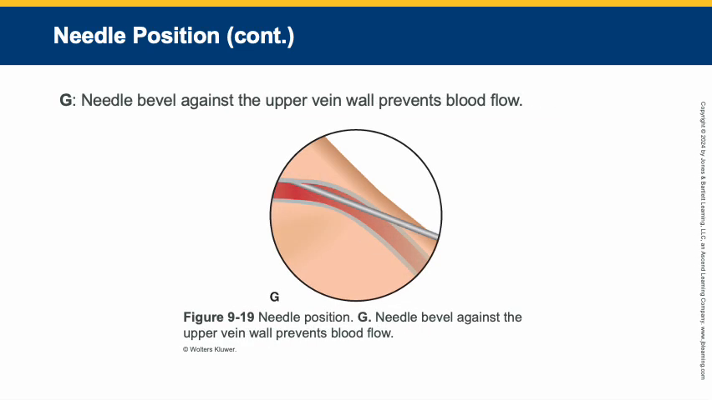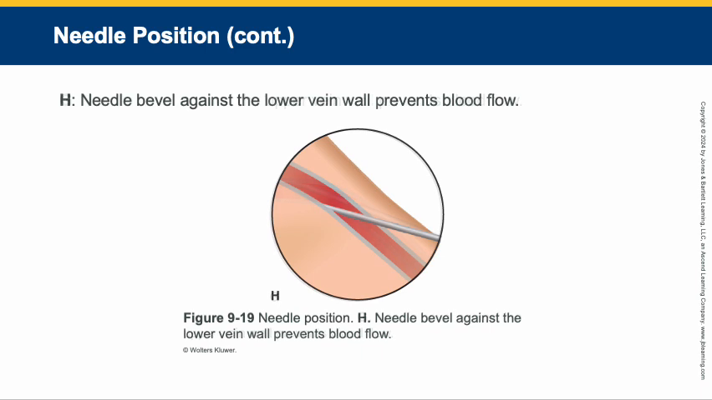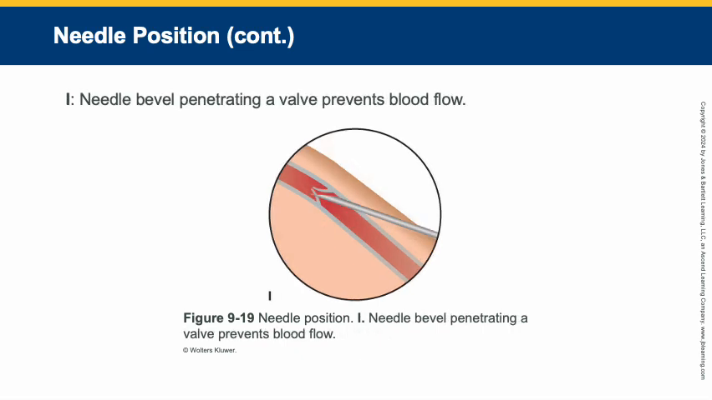This is showing a picture of where the needle bevel is up against the upper wall of the vein. So see, it's kind of like it suctions and blood can't go out. This is where the needle bevel is against the lower wall of the vein. So in this case, the bevel was not up, so it's wrong when you're going in the first place. You had a bevel down, and that's suctioning to the bottom of the vein. This is a picture of the needle bevel penetrating the valve, which prevents blood flow. So you may be in the vein, but now you're in a valve.